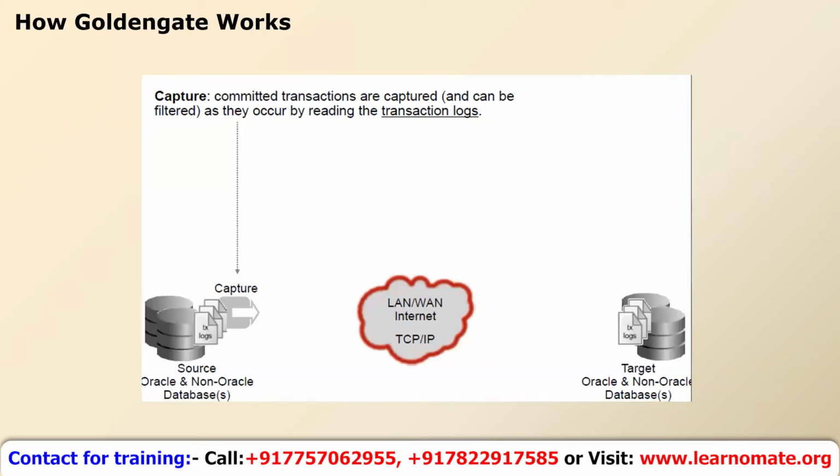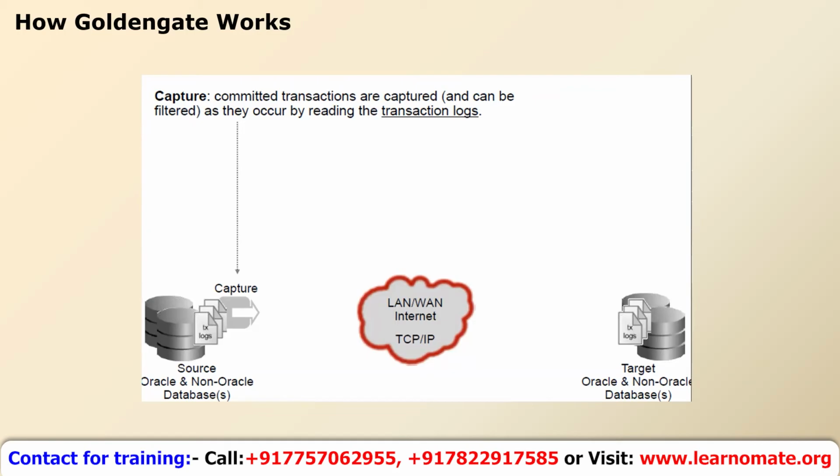Okay. Now, whatever changes happen in the database, those changes get recorded into the transaction logs of the database. Now, what you do is you configure the GoldenGate extract process, which reads the data from the transaction logs of the database.